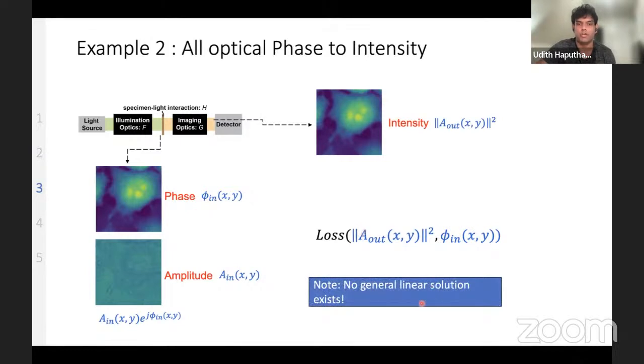We should note that this setup does not have a general linear solution. For example, we don't have a general linear solution to convert phase to amplitude. So the only way it has a solution is if it is data distribution dependent.